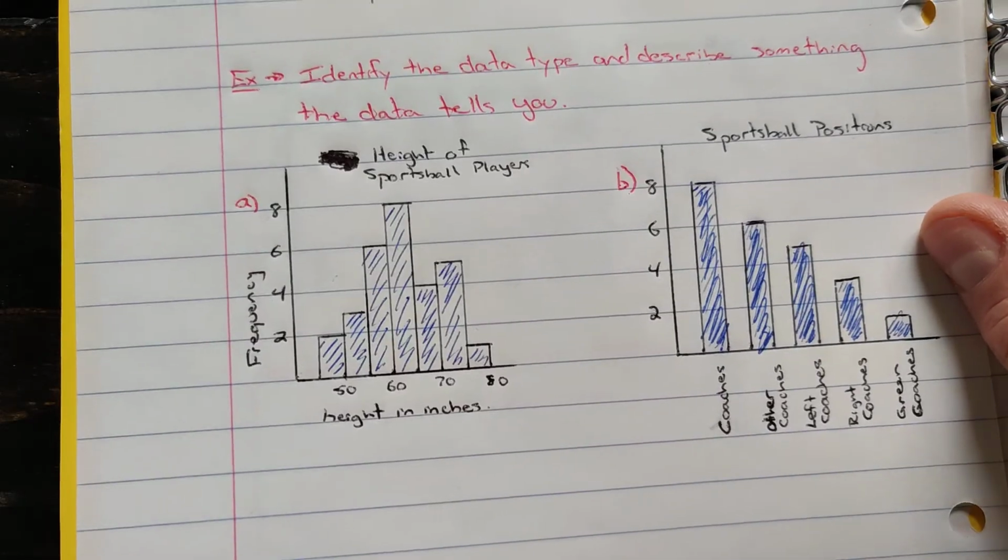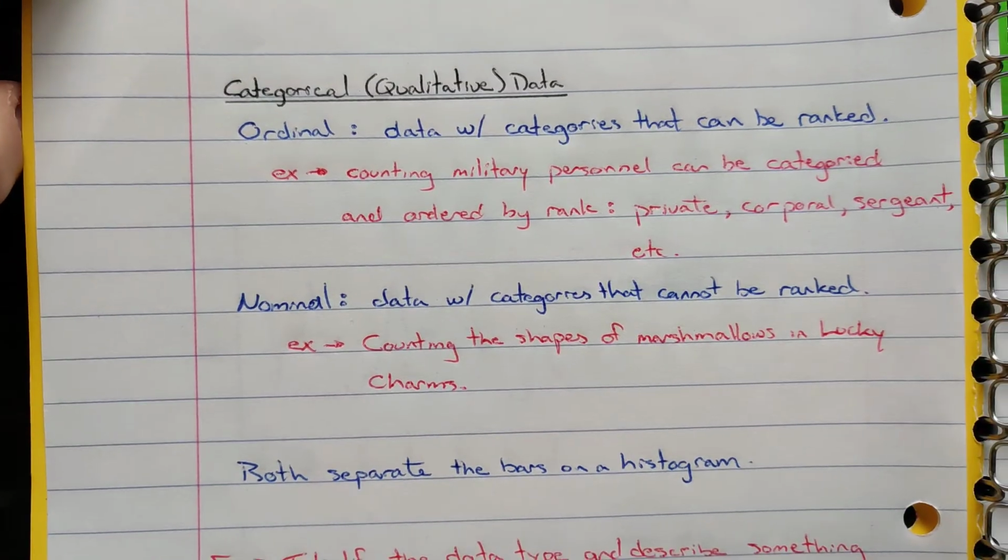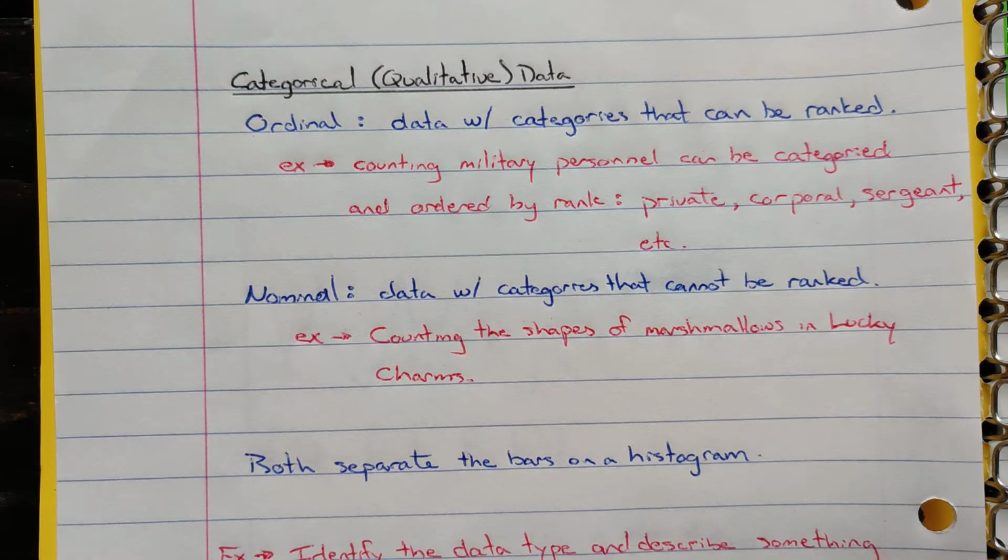Now, on top of quantitative data, we have qualitative data, and that's where we're looking at categorical data, things we can put into categories. So there's two types of categories there. Ordinal data, and that's when we have categories that can be ranked, such as military personnel. We can look at the ranks of private and corporal and sergeant and lieutenant and general and all what have you. And those ranks go in an order. You then can count how many are in each of those ranks.